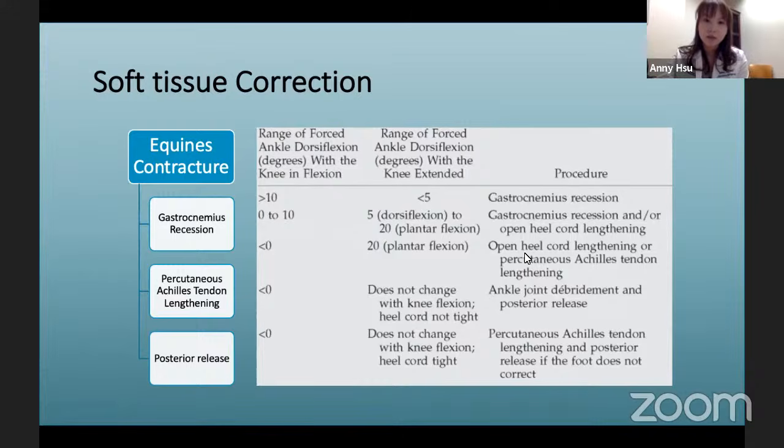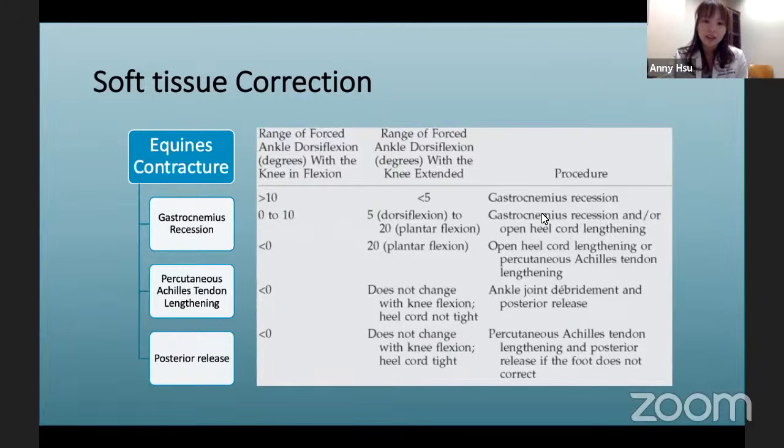So when your range of motion is limited, but not extensively limited, and you can use the Silfverskiöld test to identify you have gastroc tightness, then a gastrocnemius recession can be done. And when you have a greater equinus contracture involving the Achilles, then the traditional teaching is to do a percutaneous or an open Achilles tendon lengthening.